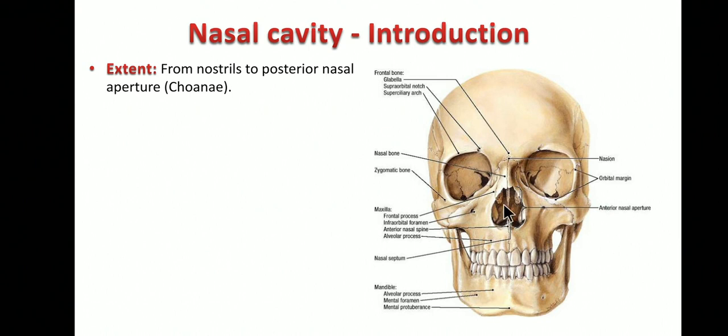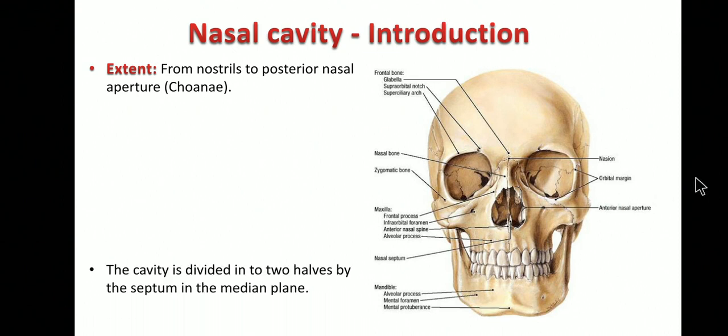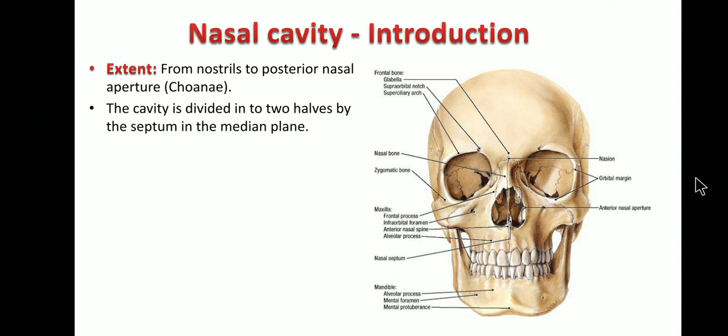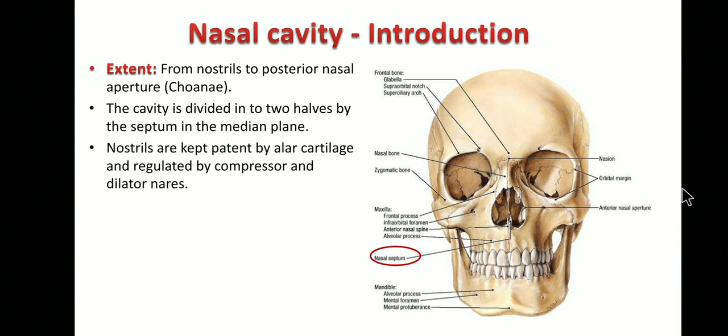Now the cavity extends, as I told you, from the nostrils, which we saw in the previous slide, on the external nose, to the posterior nasal aperture. That is the extension of the nasal cavity, and it is divided into two asymmetrical halves by the nasal septum, which is usually deflected to one side. Here you are able to see the anterior nasal spine, and this aperture is called the pyriform aperture.